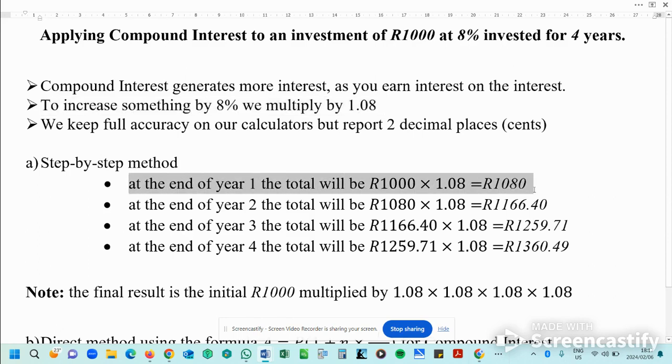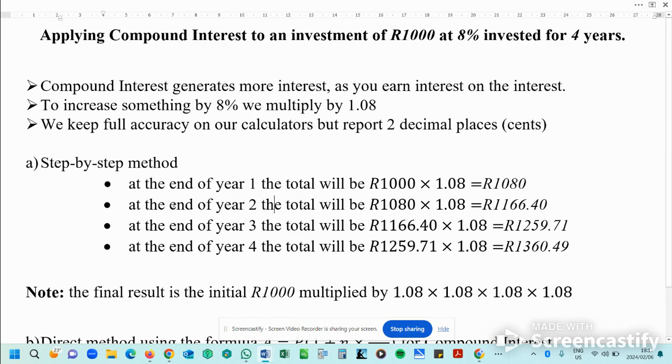Well, in the first year, there's actually no difference. There's no real benefit, because we still end up with 1,080 like we did before. We started with 1,000 at the beginning of the year. The interest on that at 8% is 80 Rand. If you add it, it's 1,080. But the quick way to do that, as I've just been indicating, is to multiply by 1.08.